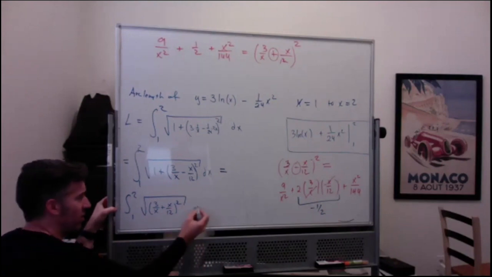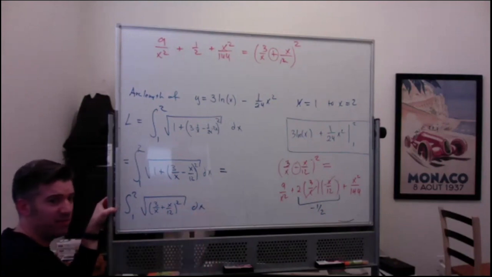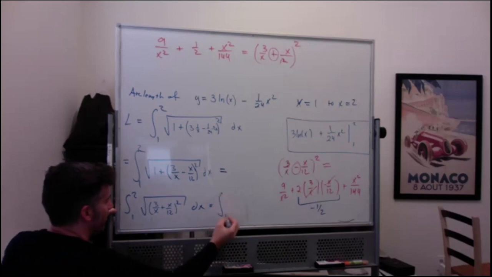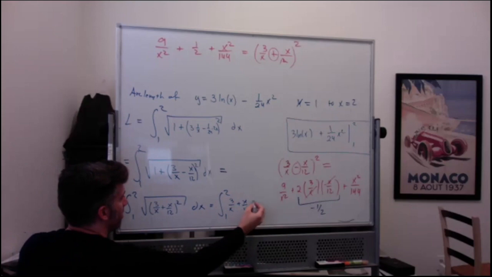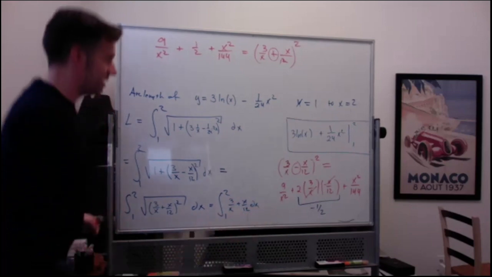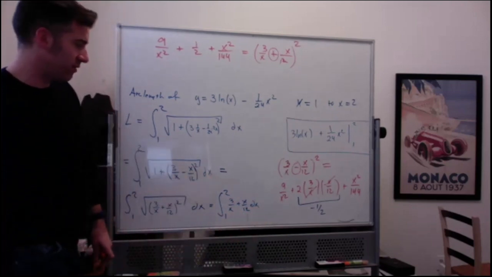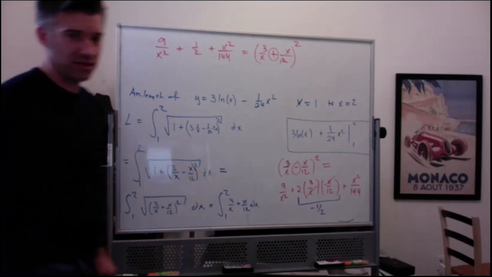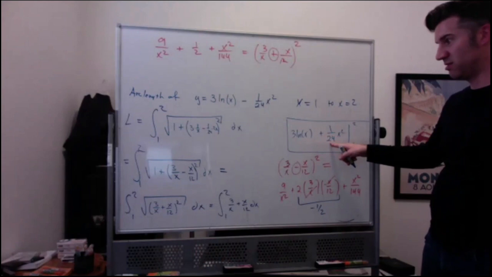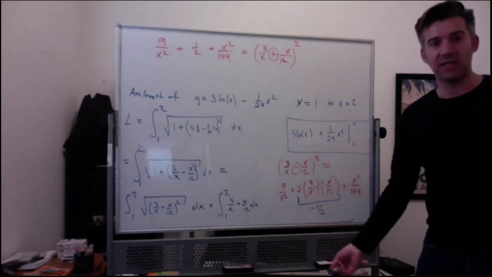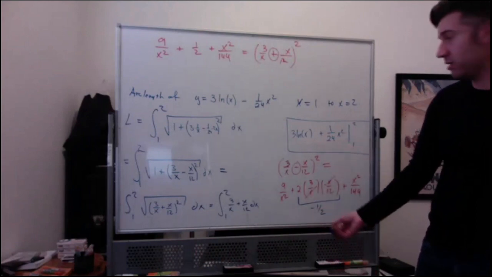Well, I know what the square root of something squared is. It's just that something. So this ends up being the integral from 1 to 2 of 3 over x plus x over 12. And I definitely know how to integrate 3 over x plus x over 12 because I definitely got the 3 over x and the x over 12 by differentiating this. So the integral of 3 over x is 3 natural log of the absolute value of x.